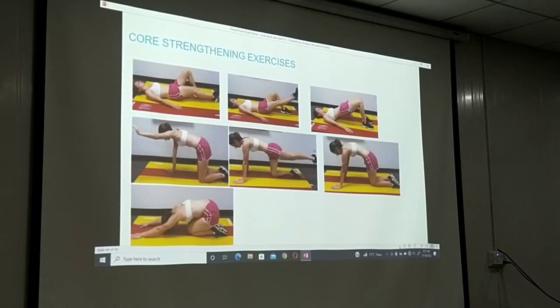Core strengthening exercises are really important to address low back pain. You can do these exercises in your work settings. If you, as a clinician, are suffering from low back pain, you can take a break and do these exercises.